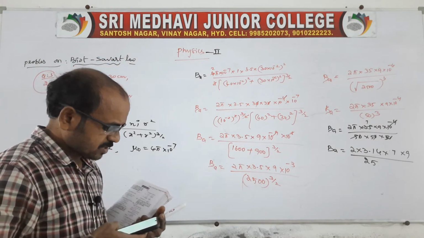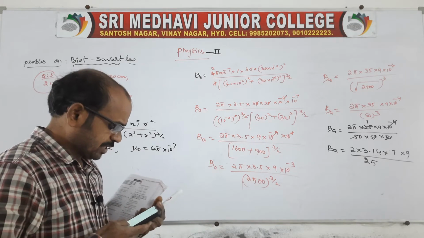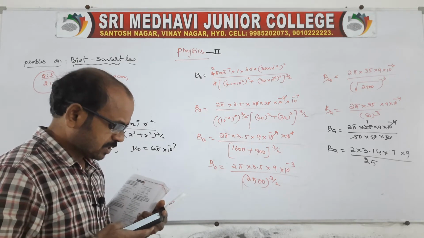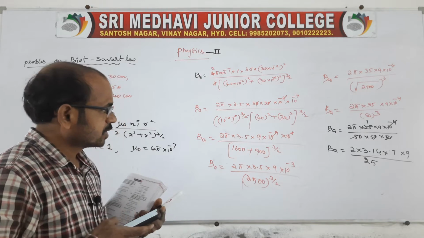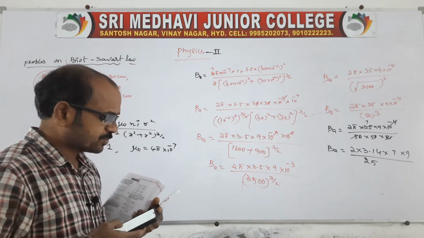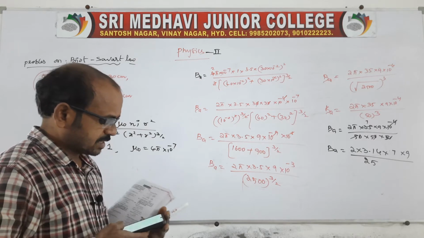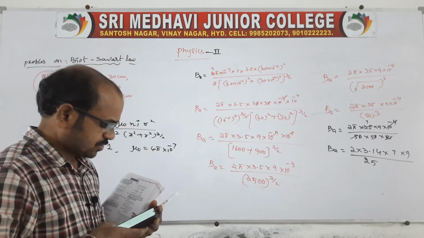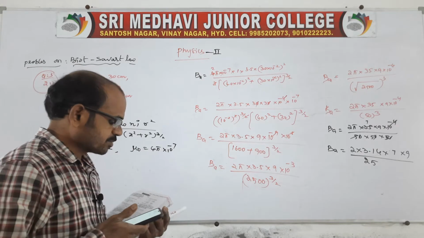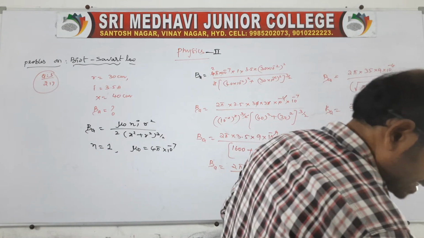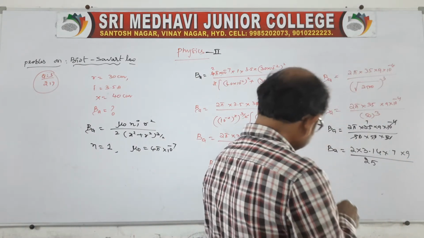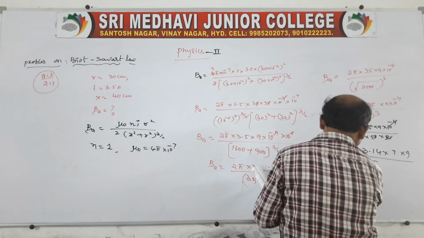Look at the answer. What will happen? 2 into 3.14 into 7 into 9. It is divided by 25. So approximately we are getting 15.8256.